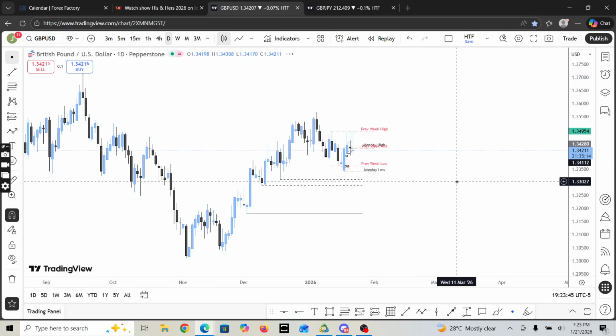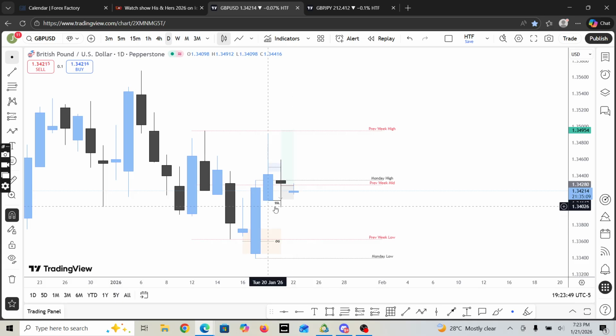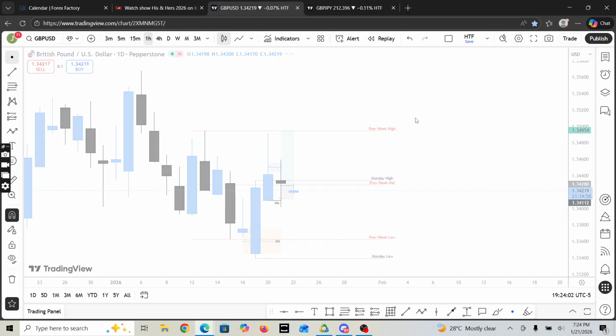Switch to the daily. So I saw that we came back for Tuesday's low. This candle is Tuesday. So this is a flat bottom. And then I was seeing that price had come to take it out and was rejecting. So I immediately switched to H1.